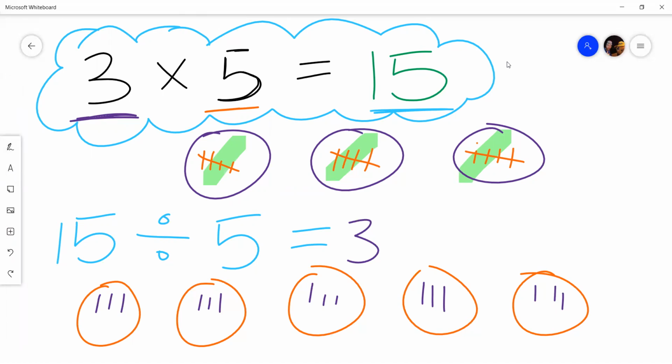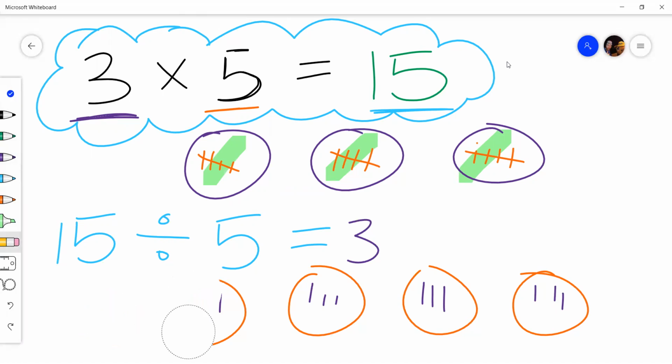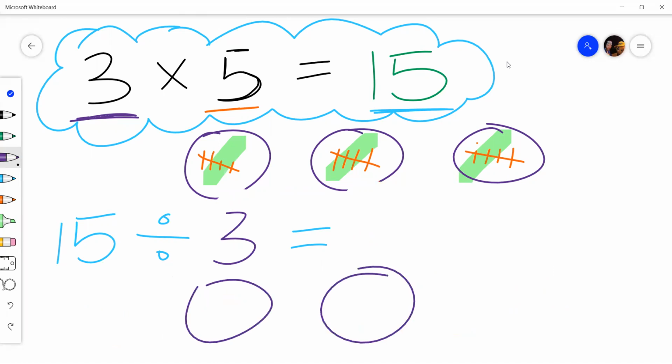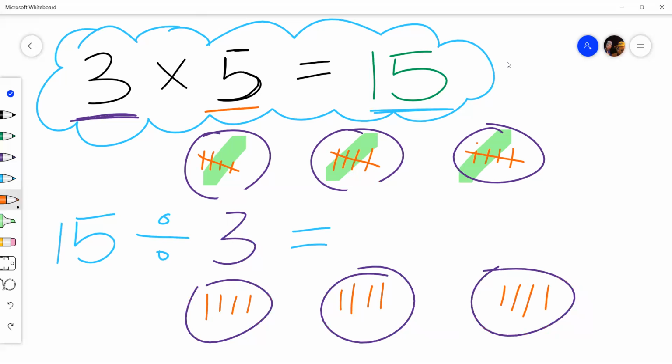And I could even make these models the same, to show that it would be exactly the same going backwards. What if I changed these numbers around? I said, oh, I'm going to take 15 divided by 3. Well, I would make 3 circles. And then 1, 2, 3, 4, 5, 6, 7, 8, 9, 10, 11, 12, 13, 14, 15. And what do you know? There's 5 in each. And look at this model. It looks exactly the same.